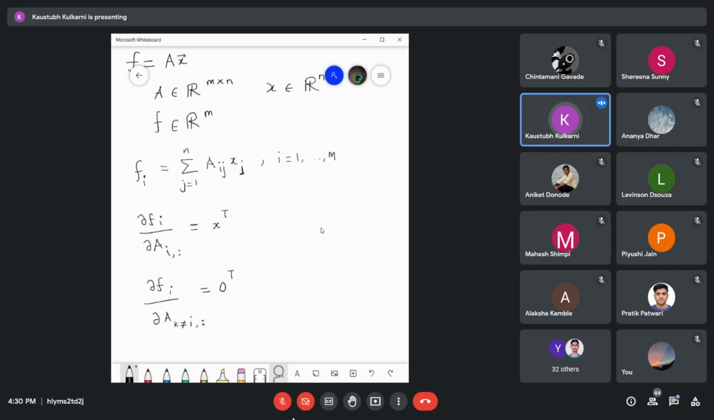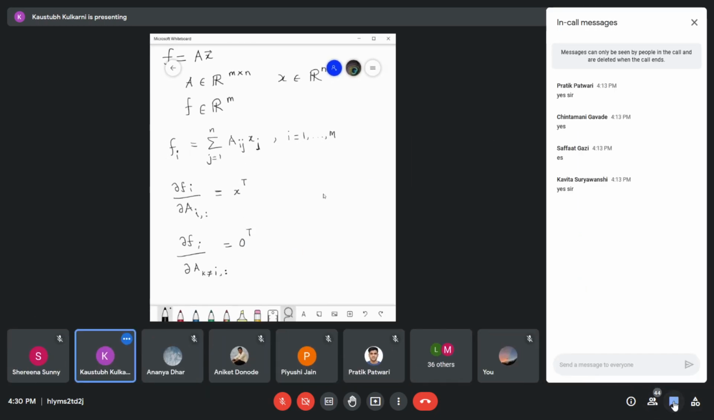And why transpose? Because these are all considered column vectors, whereas in our answer these have to be taken as row vectors. That's why we are taking the transpose.